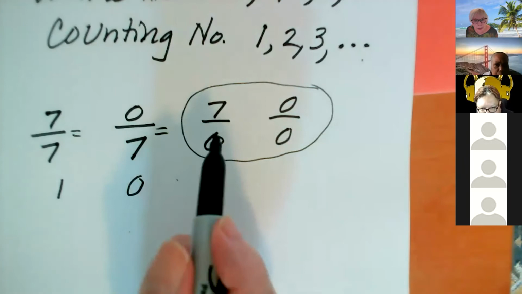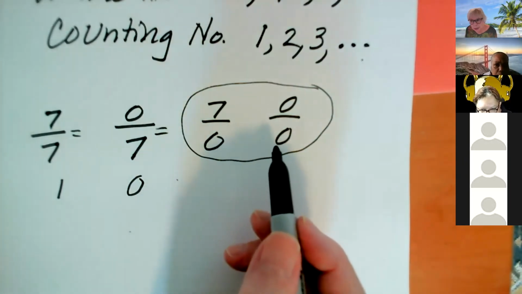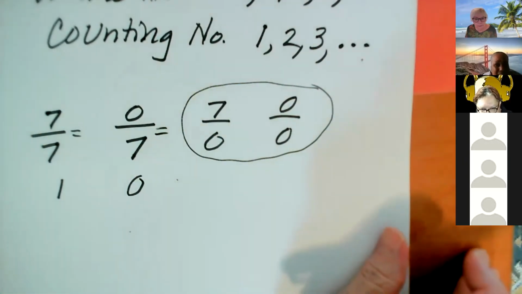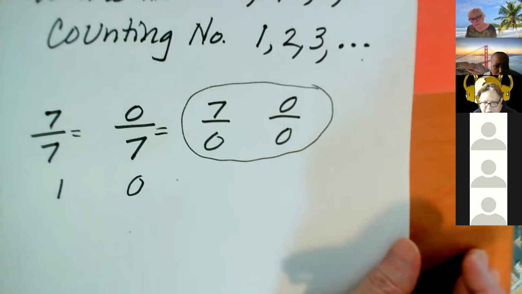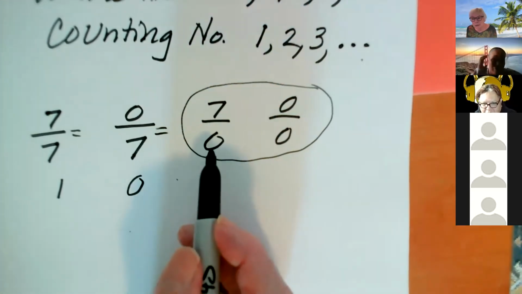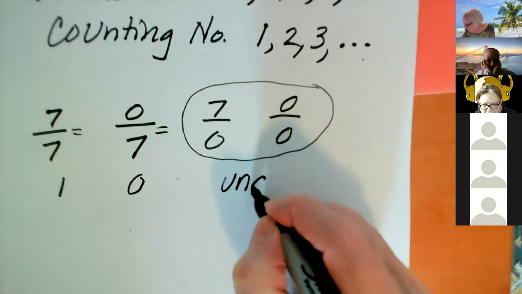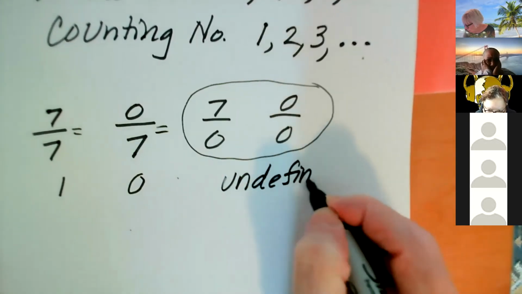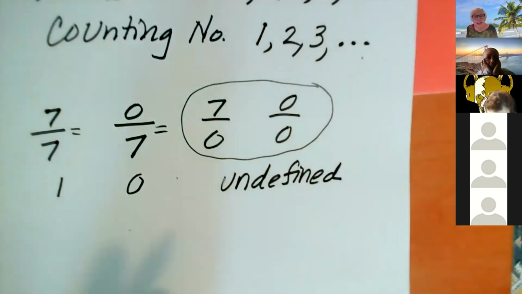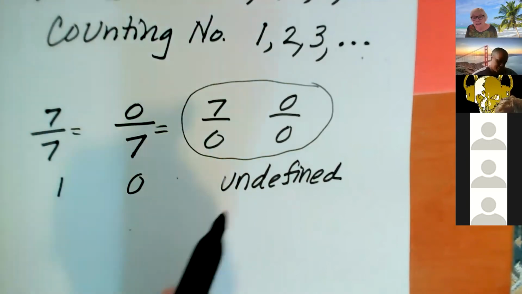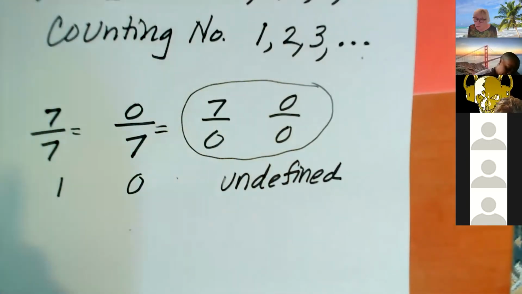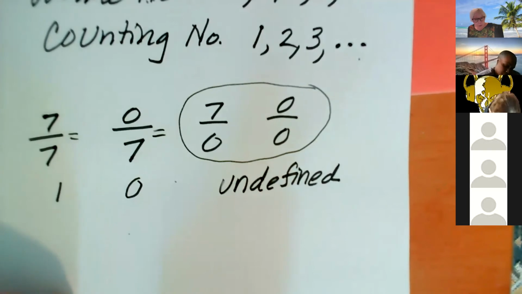Does anybody know what happens with these? Is it just zero divided by zero? No, that's not the case. I don't know, did anybody know? It's a fancy word. Oh, these are undefined. That means they have no answer no matter how long you try.